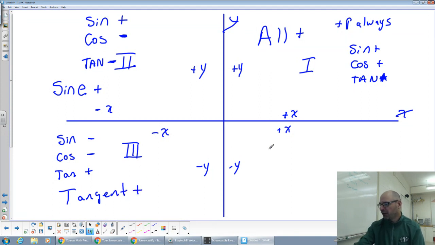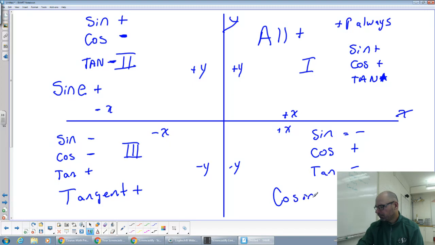And then over here, we finish it off by looking at sine. Sine is negative y over r. That's equal to a negative. Cosine is x over r, so that's a positive. And tangent is y over x, so that's a negative. So cosine is positive.